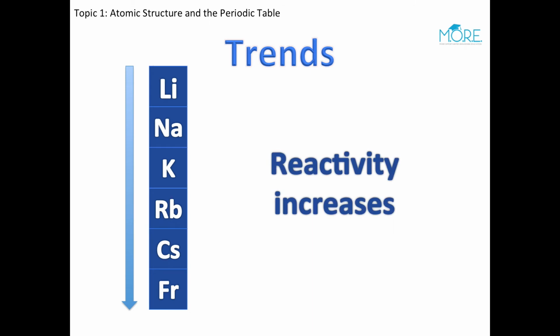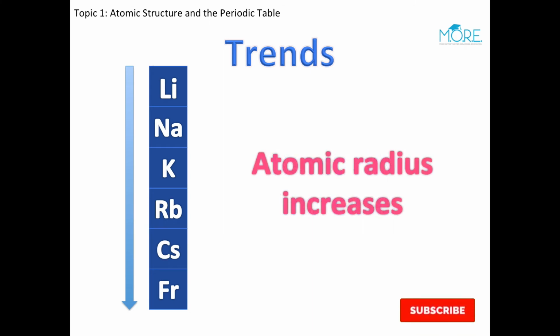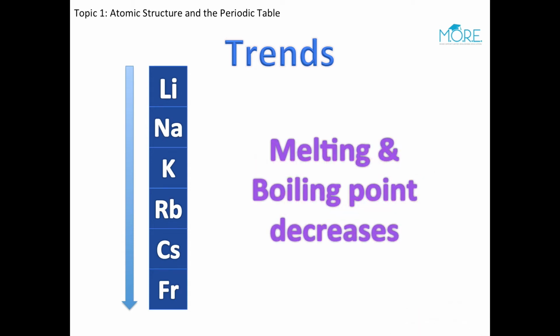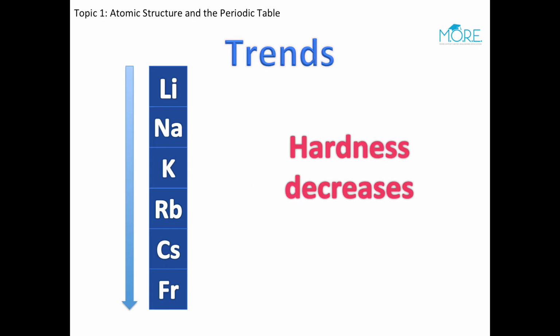As you go down the group, reactivity increases, atomic radius increases, melting and boiling point decreases, hardness also decreases.